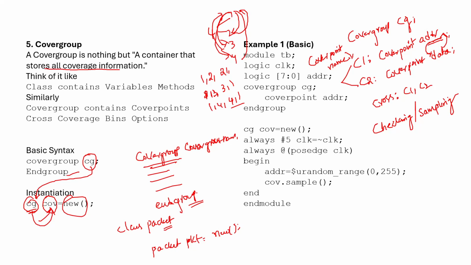Okay, checking or sampling means we need to check each and every sample. That means at the rate posedge clock we are giving. At the rate posedge clock means that every posedge clock we need to sample our data. Sampling means we need to get that output. Every clock we need to sample our data.